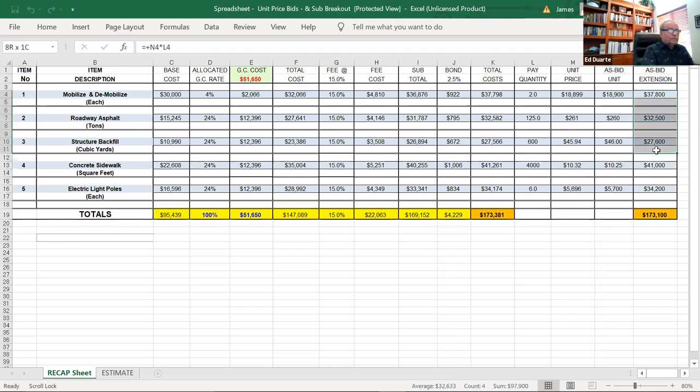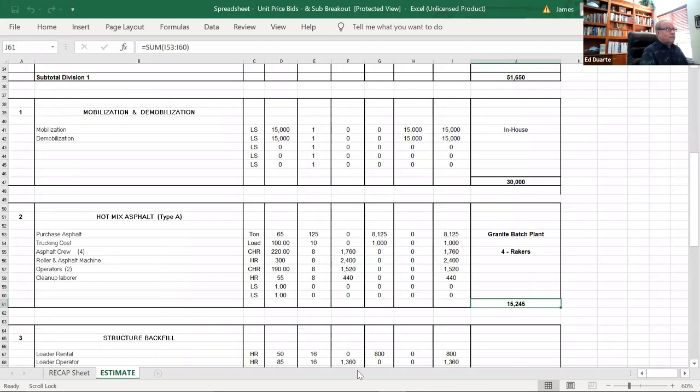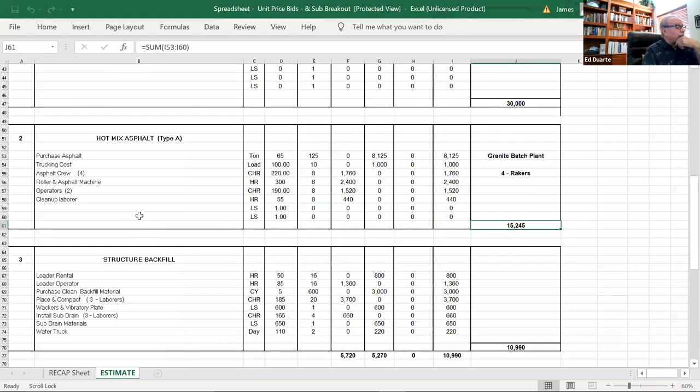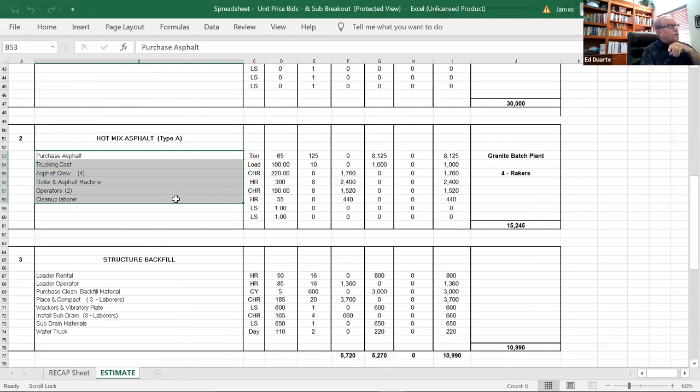My bid is what I'm going to turn in. I'm going to turn in these five numbers, these two columns. And my total at the bottom is going to be 173.1. So I have rolled up these costs. And emphasizing again, these costs here, the tasks, here is where you expand it to whatever fits your work.